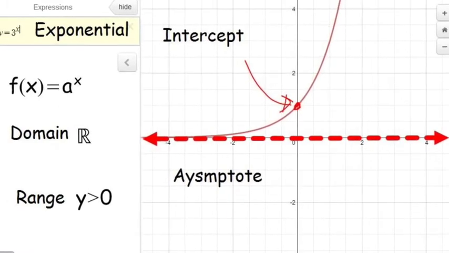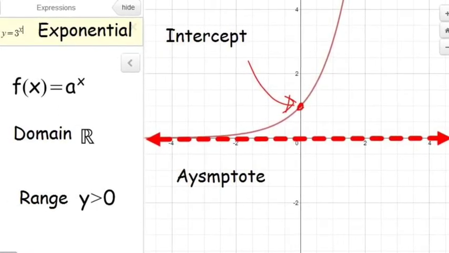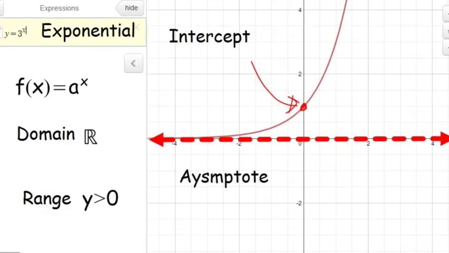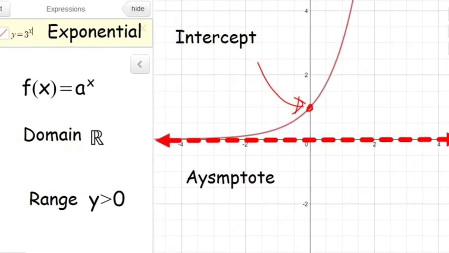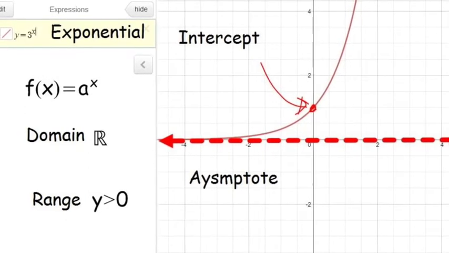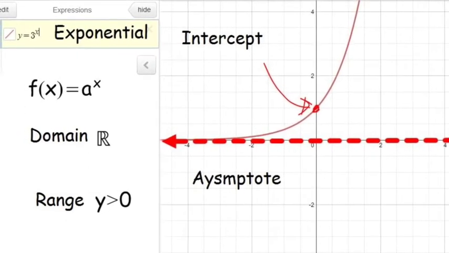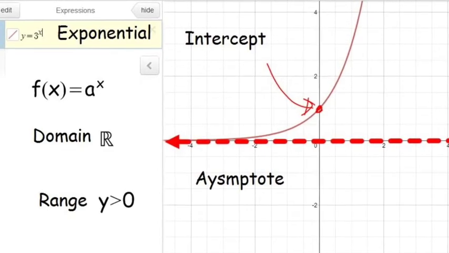However, the range is limited only to numbers greater than 0. No matter how large of a negative number I plug in for x, this graph will never actually touch the asymptote of y equals 0, and thus y equals 0 is not in my range. The range, thus, is only y greater than 0.